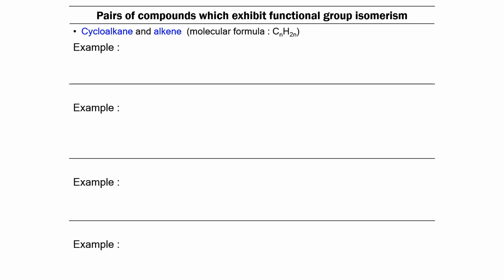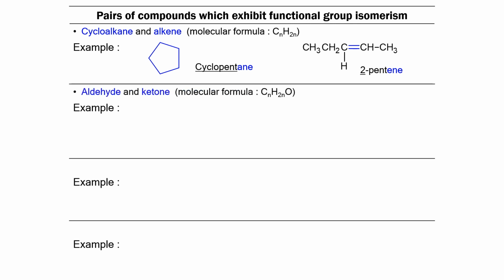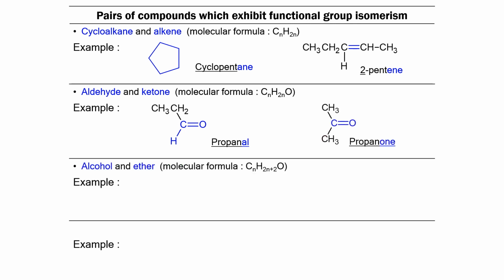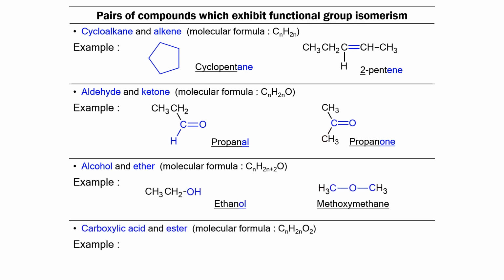The first one is cycloalkane and alkene. The second pair is aldehyde and ketone. The third pair is alcohol and ether. And the last pair is carboxylic acid and ester.